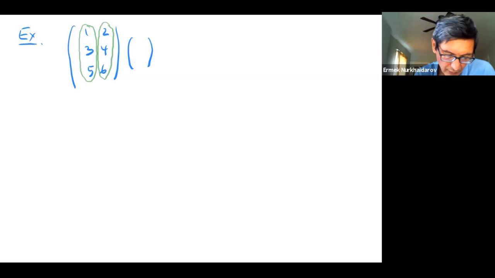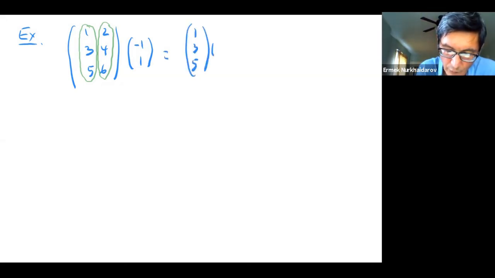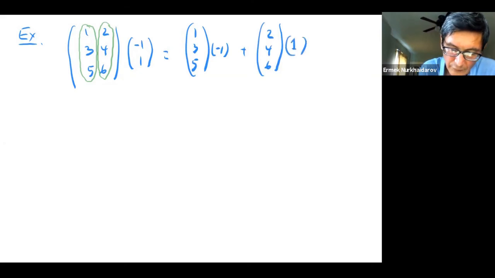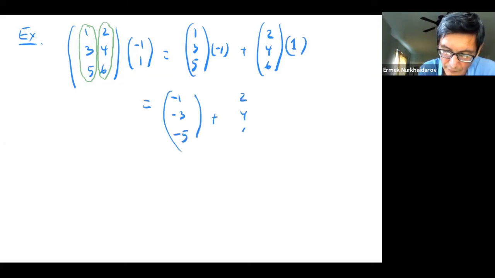So we're going to have 2, and let's pick 2 numbers, say -1 and 1. Then it's the first column multiplied by -1 plus the second column multiplied by 1. So we're going to get -1, -3, -5 plus 2, 4, 6. So we're going to get 1, 1, 1.